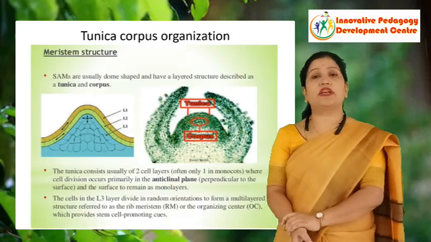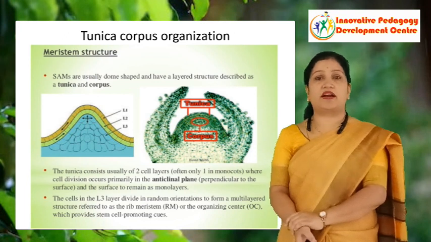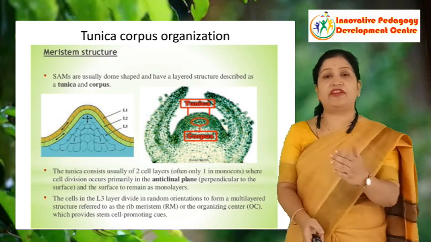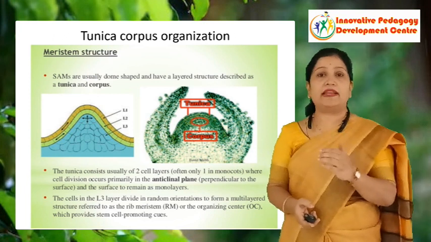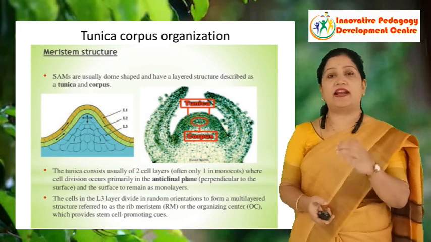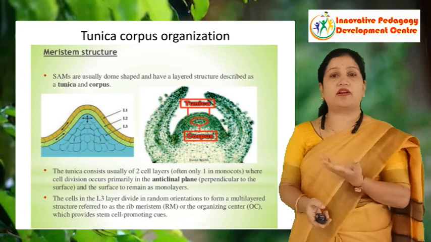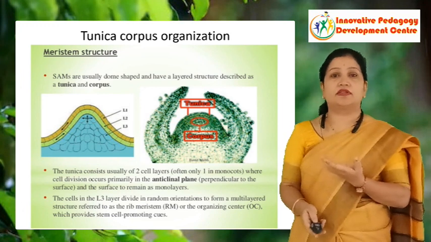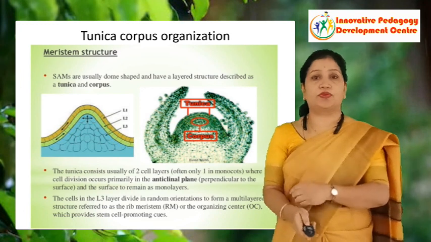So what is this tunica and corpus organization? In shoot apex there are two layers. At the periphery there is a tunica, which is a single layer, and mainly the divisions are anticlinal in this region, and in the core there is a corpus where the divisions might occur in all the planes. So this is the tunica and corpus configuration in the shoot apex.